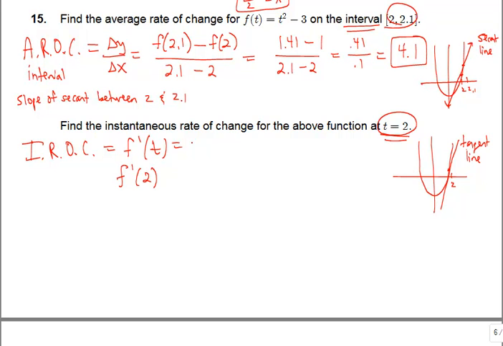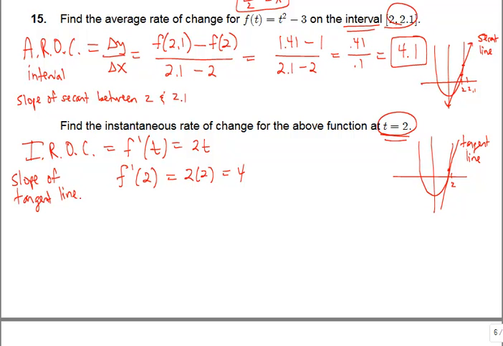Derivative of t squared, you bring down the 2, subtract 1 from the power, and the derivative of 3 goes to 0 because it's a constant. So that's your derivative anywhere. What's your derivative right at 2? Well, if I plug in 2 for t, then this is going to give me 4. So the slope of this tangent line is equal to 4. And this instantaneous rate of change will be the slope of the tangent line.